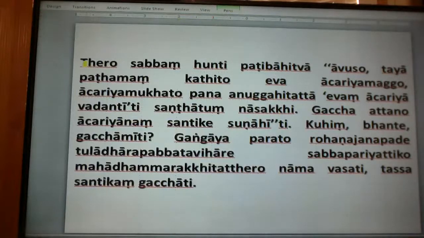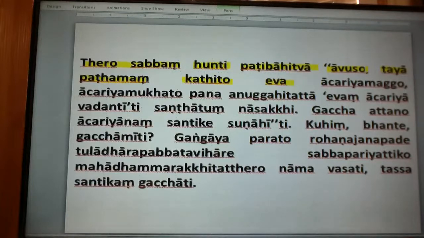Thero Sabban Hondi Padibahito. Thero means the preceptor, the senior man. Sabban means all. All explanations he doesn't like. So that's why Hondi. Hondi means he says it every time, like this. Paribahi means he doesn't like his explanation. So that's why here the priest also says, friend, you, Pataman first.